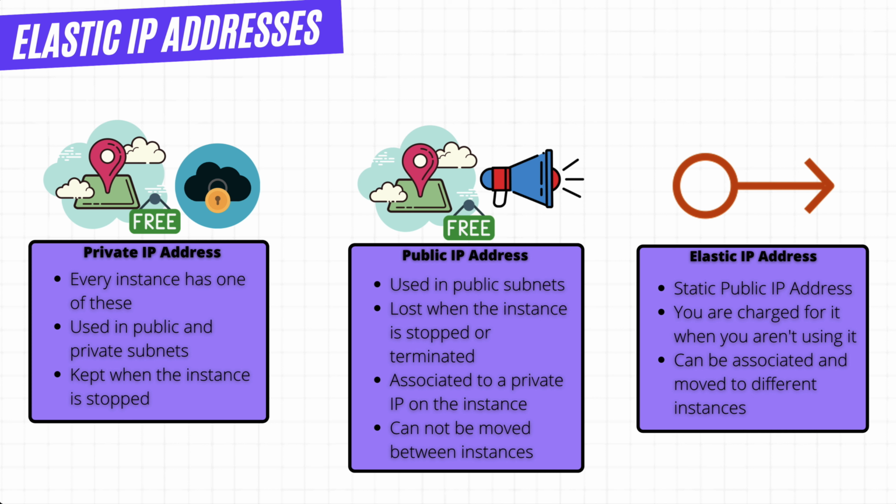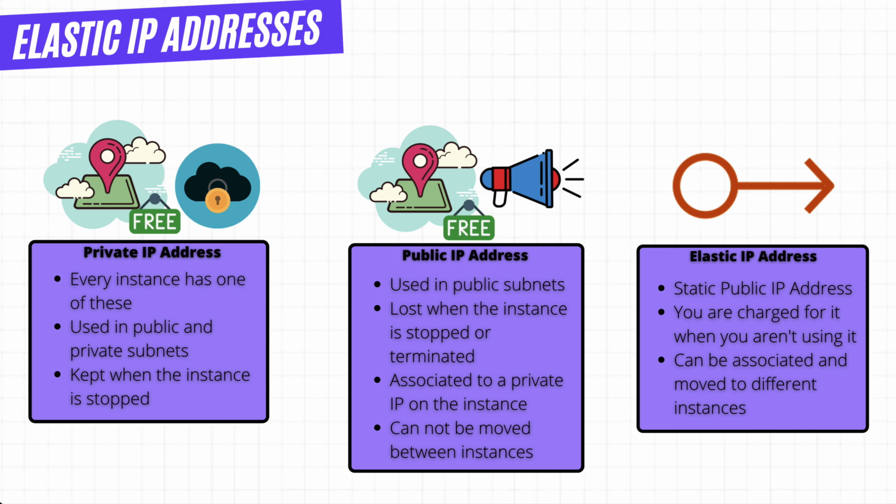Now, we also have public IP addresses, which are used in public subnets. This type of IP address will be lost once the instance is stopped or terminated. So basically, you get these types of IP addresses when your instances are running, but they can change. We also don't have the freedom of transferring these IP addresses to other instances.